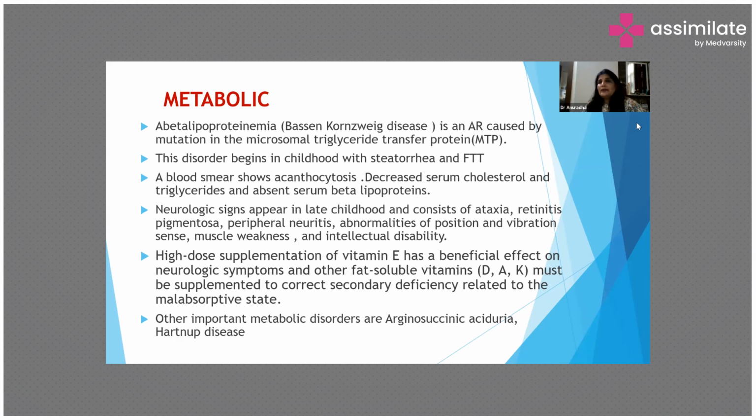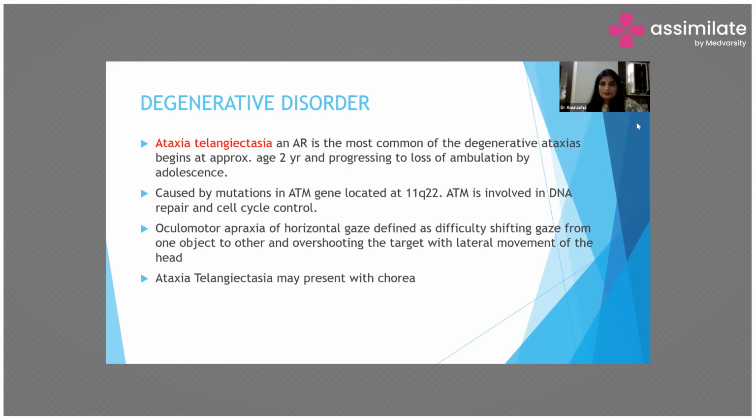So how do you treat? With a high dose of fat-soluble vitamins. You give vitamin E, which is beneficial for the posterior column features. Vitamins A, D, and K must also be supplemented. Other important metabolic disorders are argininosuccinic aciduria and Hartnup disease, which is treated with niacin.